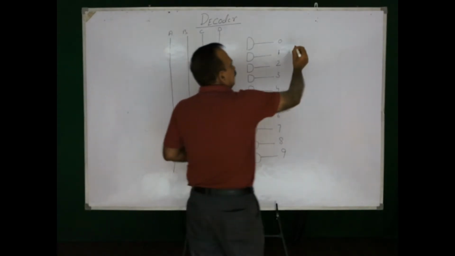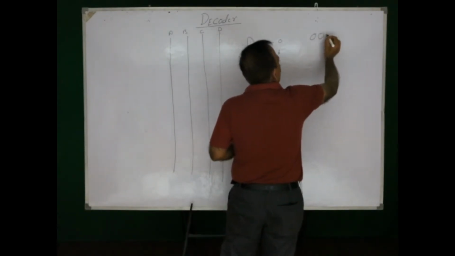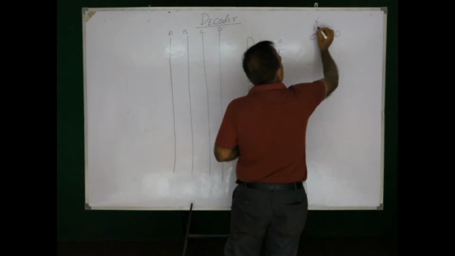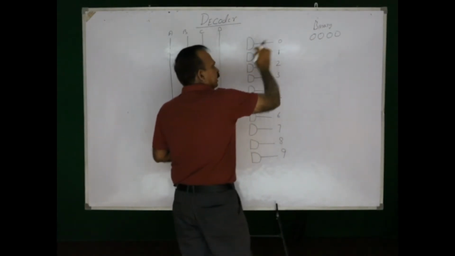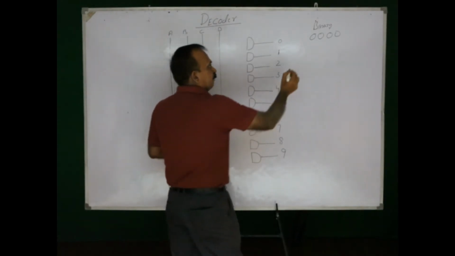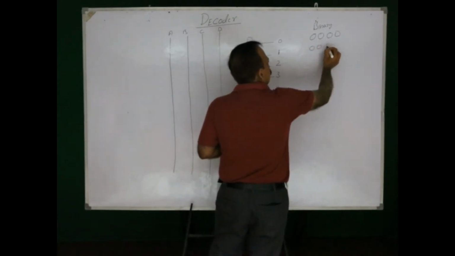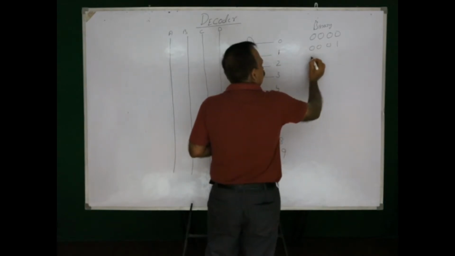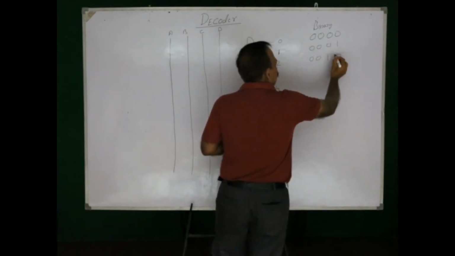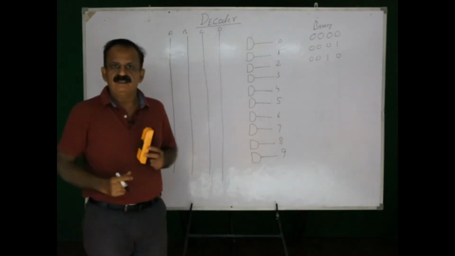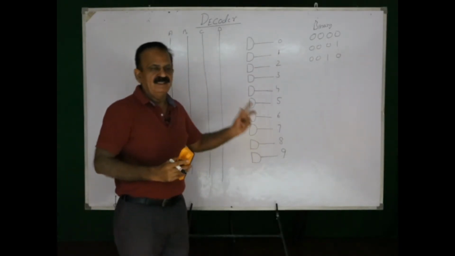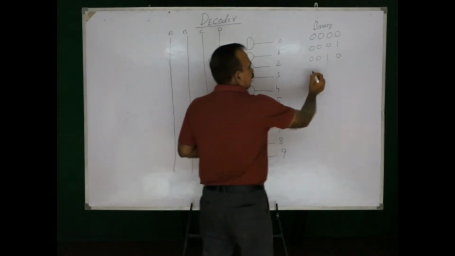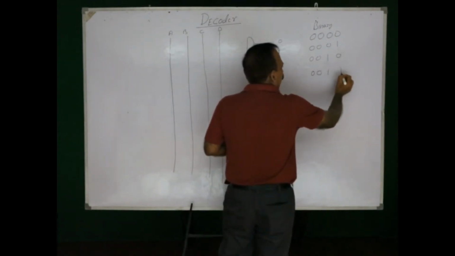Like first one is 0, the binary equivalent is 0 0 0 0. This is the binary number whose output should be 0. For 1 the binary number should be 0 0 0 1, and for 2 it should be 0 0 1 0. I am writing the binary numbers whose outputs will be this one. These are the decimal ones. 3, I hope it is 0 0 1 1.